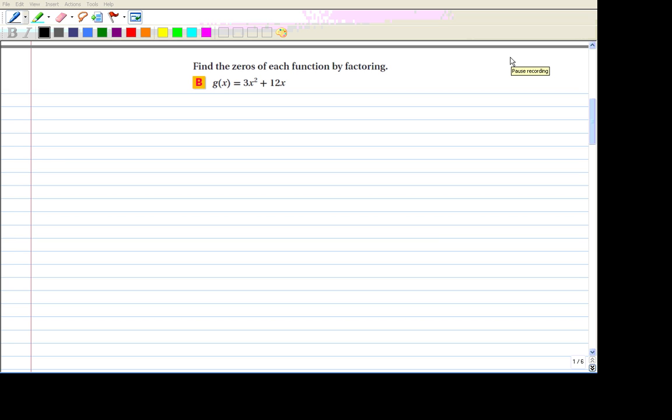Now let's look at example B. G of x equals 3x squared plus 12x. So I'll follow the same process as before. So first I need to set it equal to 0. So I have 3x squared plus 12x equals 0. Now here to factor this, remember always check first to see if there's a greatest common factor. I can factor out a 3x from each of these. So I'll get 3x times x plus 4.